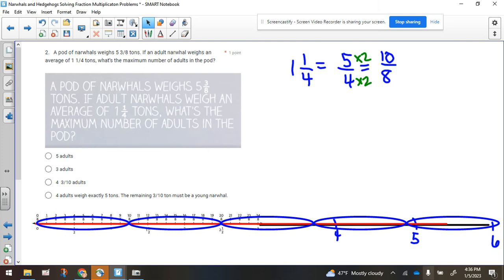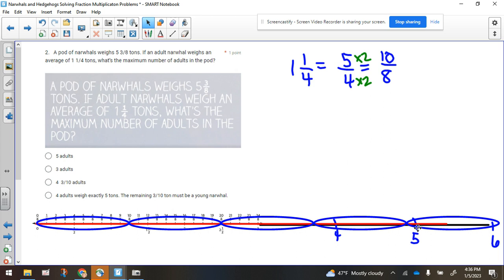Everybody, Mrs. Bianchi. We're looking at number 2. A pod of narwhals weighs 5 and 3/8 tons. If an adult narwhal weighs an average of 1 and 1/4 tons, what is the maximum number of adults in the pod? So first of all, I have a number line here to help us model this.